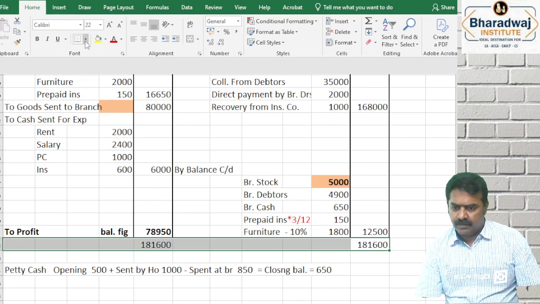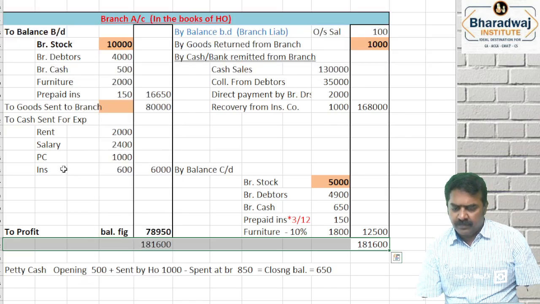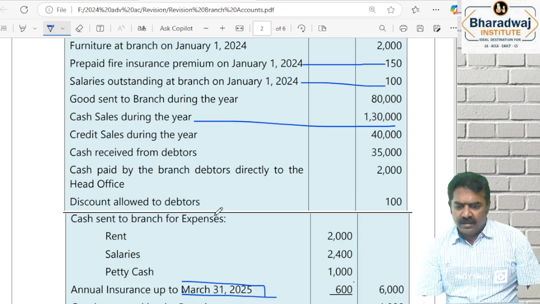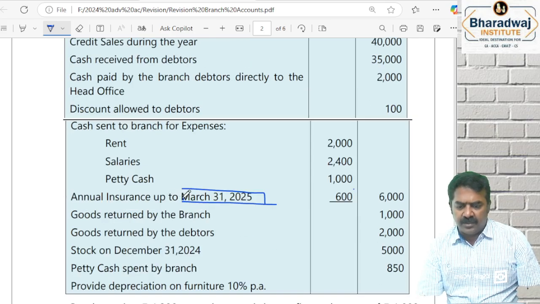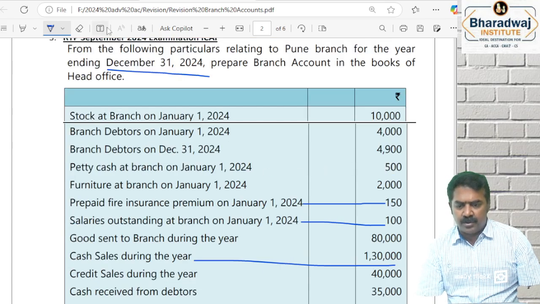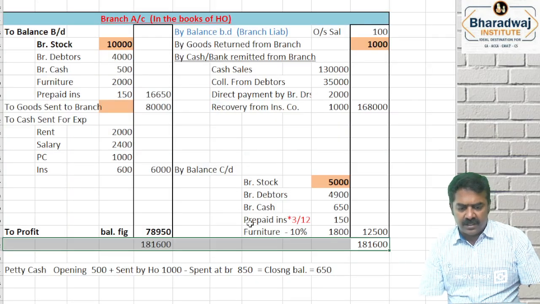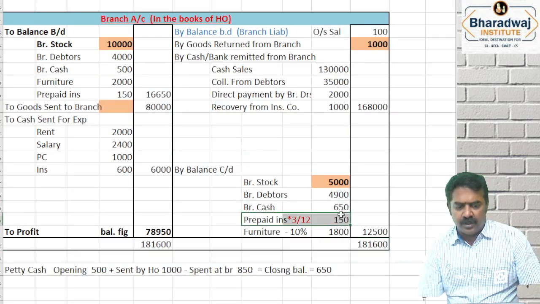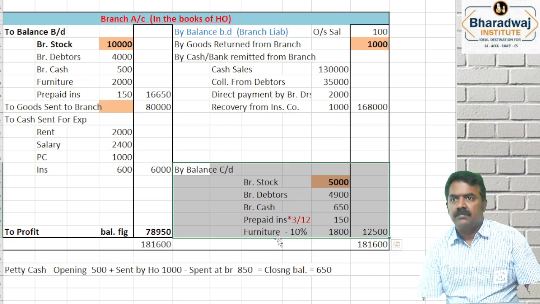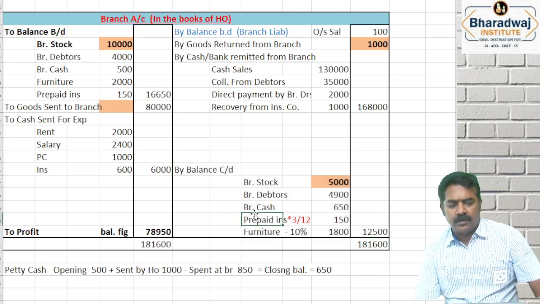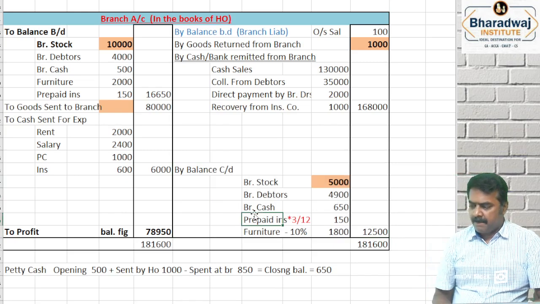Sir, prepaid insurance closing balance adjustment. It is given. The insurance was paid up to 31st March 2025. 600 was paid. It's annual insurance. Paid up to 31st March. But we are closing accounts on 31st December. So how many months we paid in advance? 3 months. That is why 600 into 3 by 12, 150. Okay, Bala. Sir, okay.